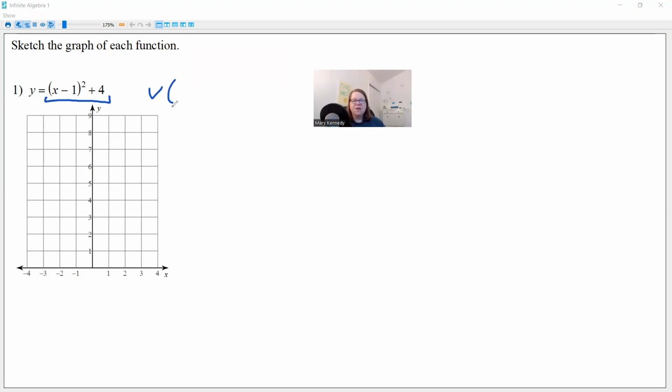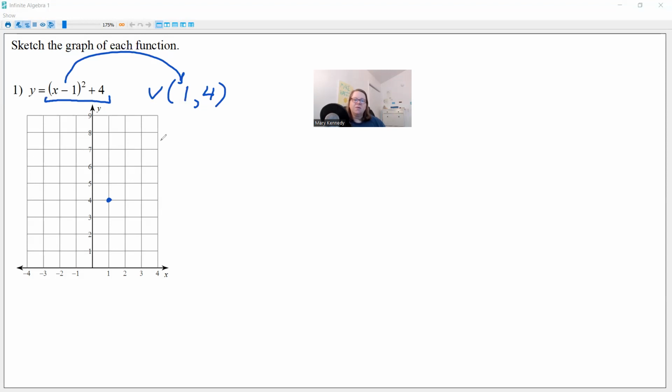The first part of the vertex is going to be the opposite of the parentheses. So if it says -1, then it will be +1, and then it's the number at the end, in this case, a +4. So I can go to right 1 and up 4 and plot that point, and that's the vertex. That's where my graph is going to change direction from decreasing. It's going to start increasing.